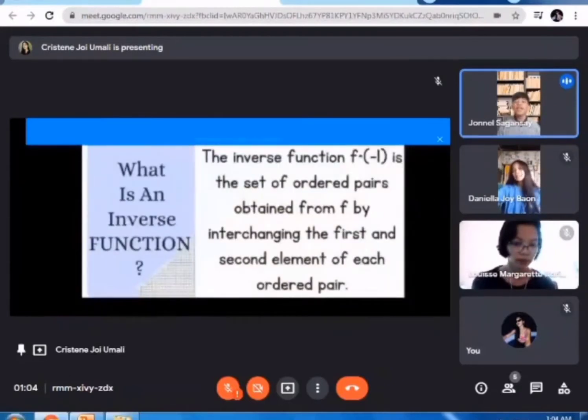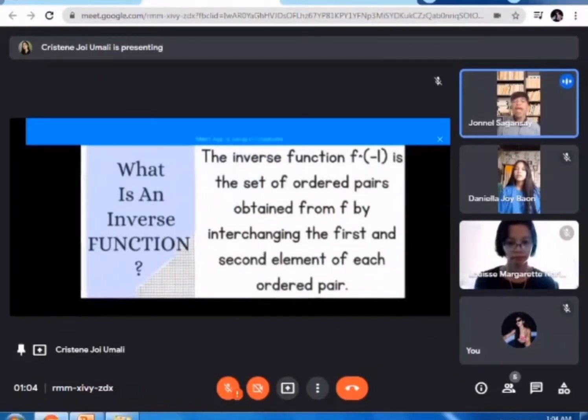What is an inverse function? The inverse of function f, f raised to -1, is the set of ordered pairs obtained from f by interchanging the first and second element of each ordered pair.